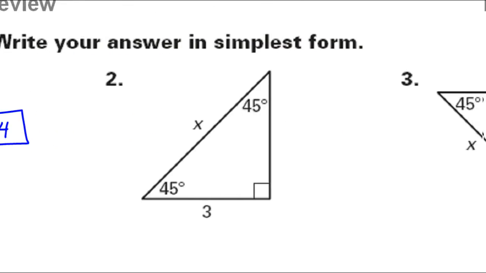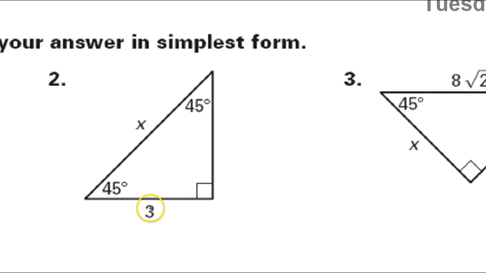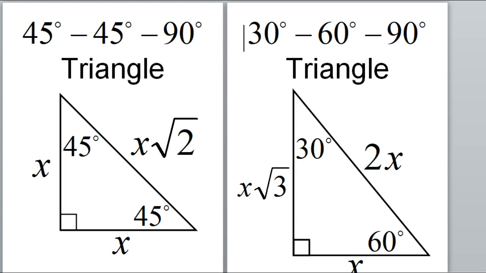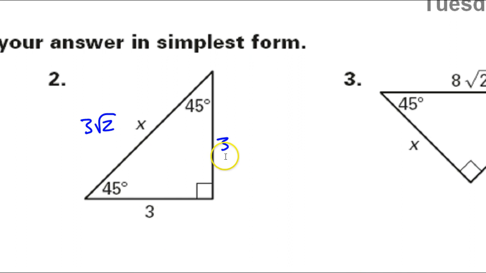Now look at problem number 2. We're being asked for the hypotenuse. We're given a leg. So looking at it this way, these are the two legs. If this leg is 3, the other leg must be 3, and then the hypotenuse must be 3 radical 2. We're just following the pattern. It's leg, leg, and then leg radical 2. So we have 3, 3, and then 3 radical 2 for the hypotenuse.